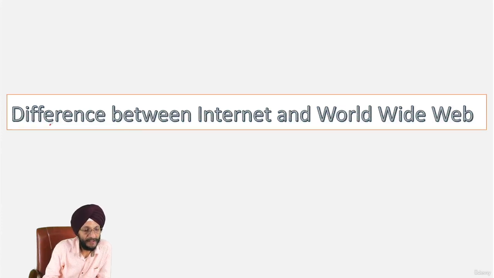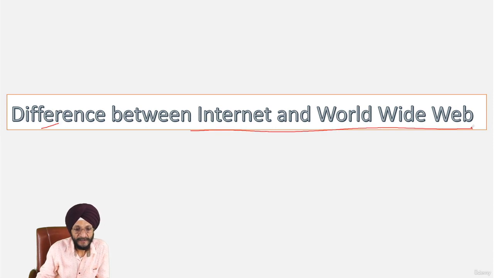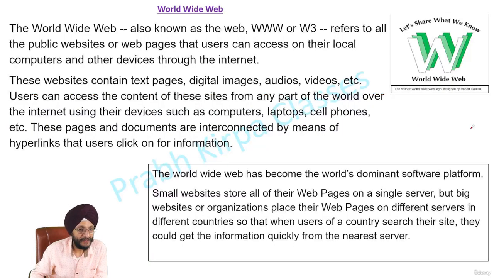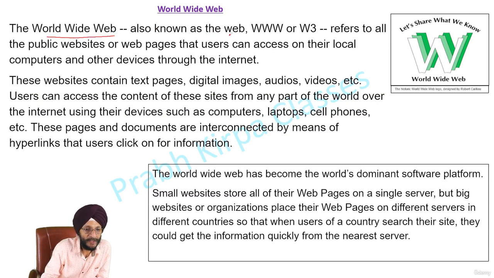Now, another important topic: the difference between internet and World Wide Web. Now we will discuss the World Wide Web first. World Wide Web is also known as Web or WWW or W3. World Wide Web refers to all the public websites or web pages that users can access on their local computers and other devices through the internet.